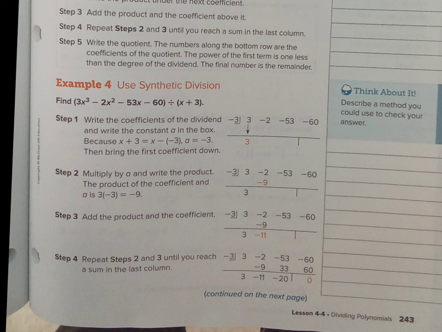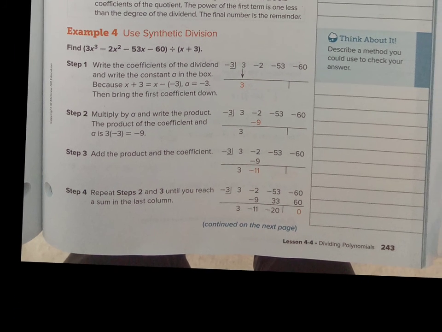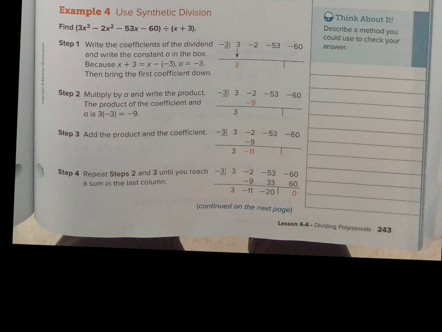And now the process is very simple because all we're doing is multiplying and adding. I guess adding and then multiplying is a better way to think about it. All right? So once you've got it set up, then you add. 3 plus 0 is 3. And now you multiply. Negative 3 times 3 is negative 9. Now you add. Negative 2 plus negative 9, negative 11. Now we multiply. Negative 3 times negative 11, positive 33. Then we add. Negative 53 plus 33 is negative 20. Finally, we multiply. Negative 3 times negative 20 is positive 60. Negative 60 plus 60 is 0.